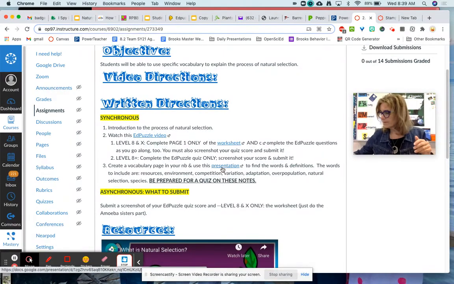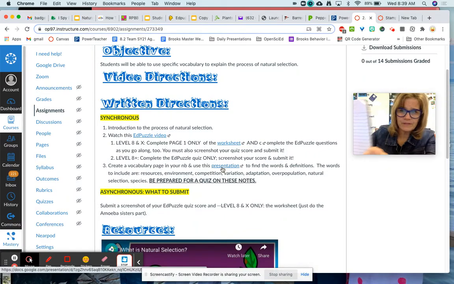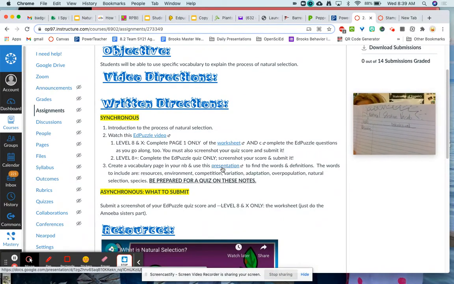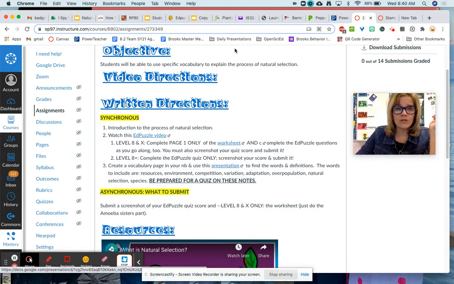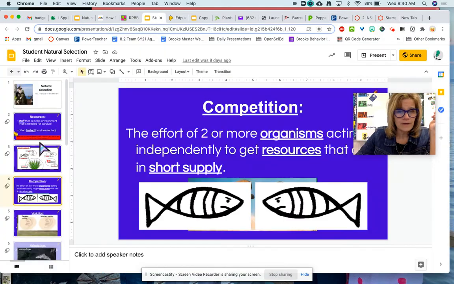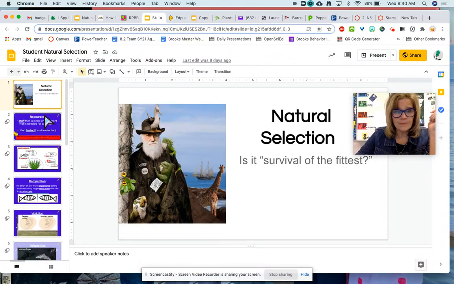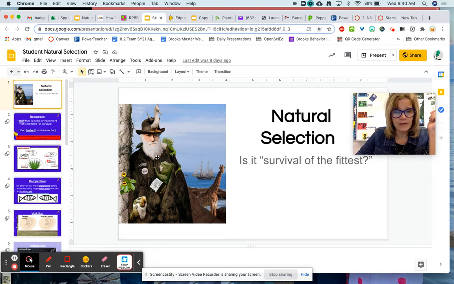And then the last thing is to open this presentation and make a page in your notebook that looks like this. Well, you don't have to be so fancy. Natural selection vocab, word and definition. And then you just go through the presentation. It's this one, natural selection. That's Charles Darwin, by the way.